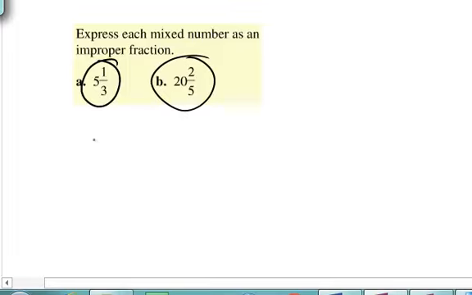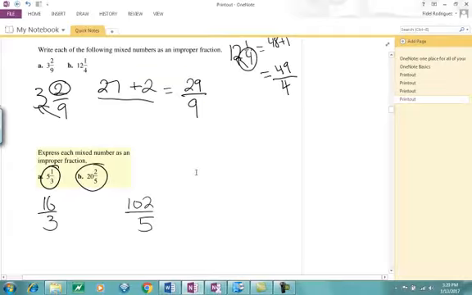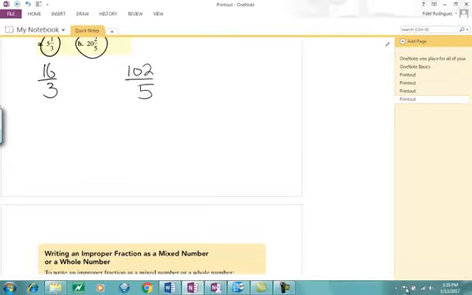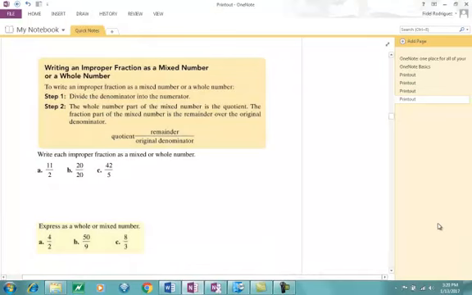For the first one, you should have ended up with 16 over 3. And for the second one, you should have ended up with 102 over 5. All right, for the next part, we're going to go backwards now. We're going to write an improper fraction as a mixed number or a whole number.